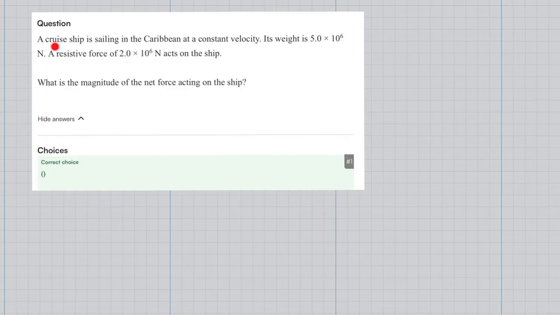Looking at this question, it says a cruise ship is sailing in the Caribbean at a constant velocity. And right away, we know when it says constant velocity that my net force, again, needs to equal 0. Its weight is 5 times 10 to the 6 newtons. A resistive force of 2 times 10 to the 6 newtons acts on the ship. What is the magnitude of the net force acting on the ship? No math, just a simple concept of Newton's first law. An object in motion will stay at a constant velocity as long as the net force is 0. So our final answer can be 0.